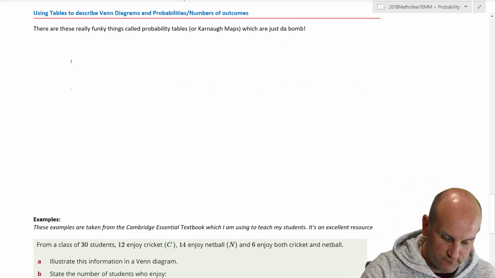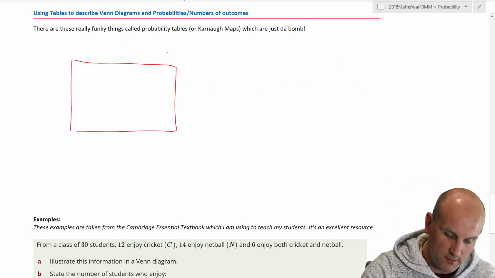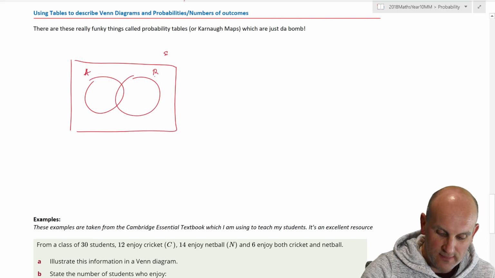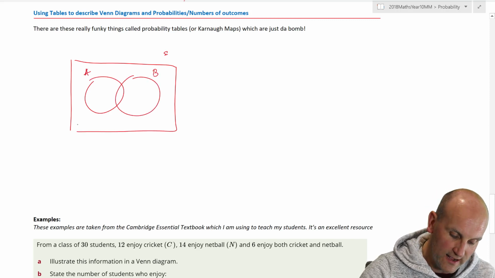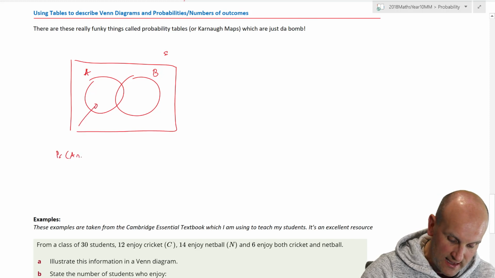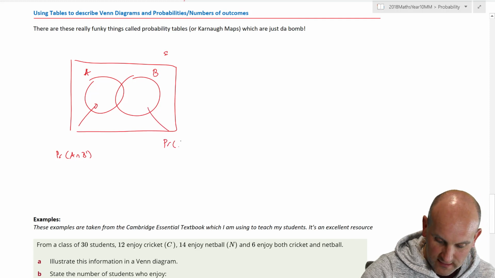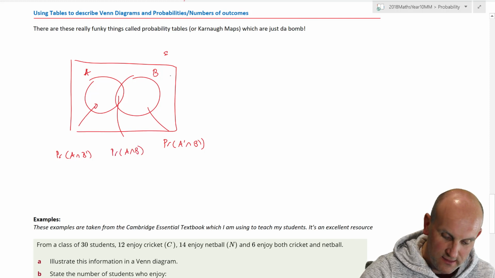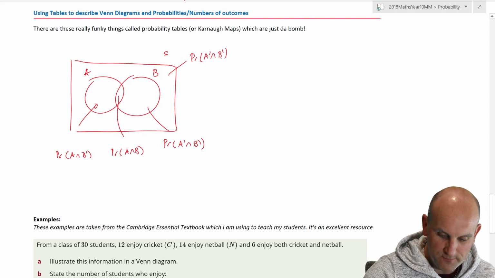So I'm going to go back very quickly and draw my Venn diagram that I had just a moment ago. There's A and there's B. So we knew that this section here was given by the probability of A and not B. This here was the probability of not A and B. This intersection was the probability of A and B. And then this section here was the probability of not A and not B.